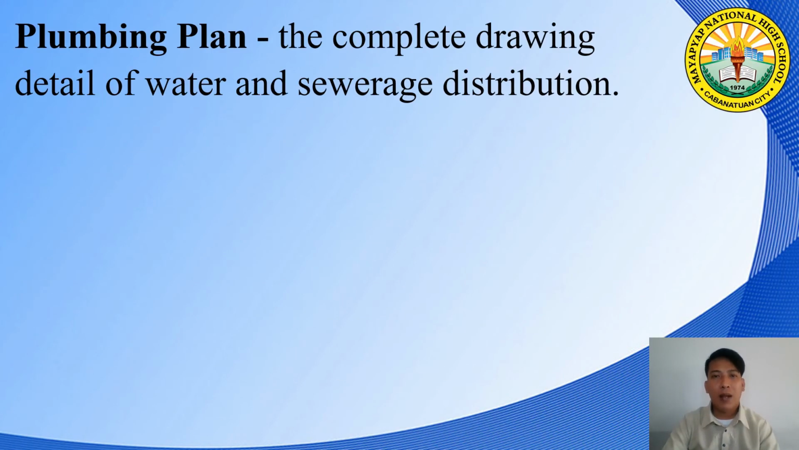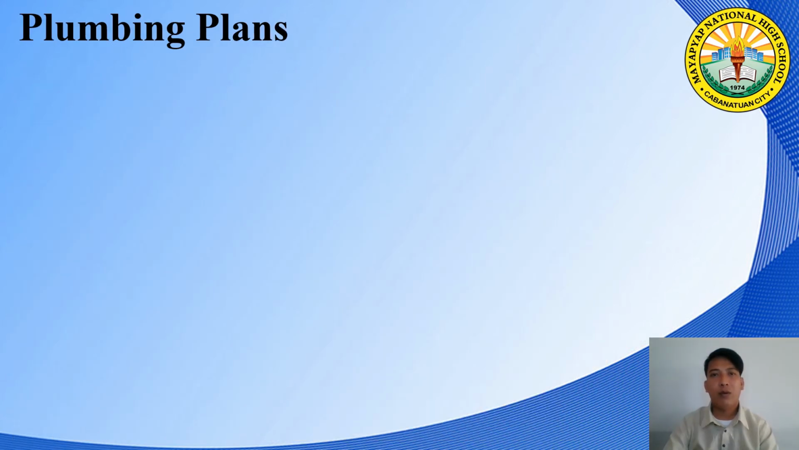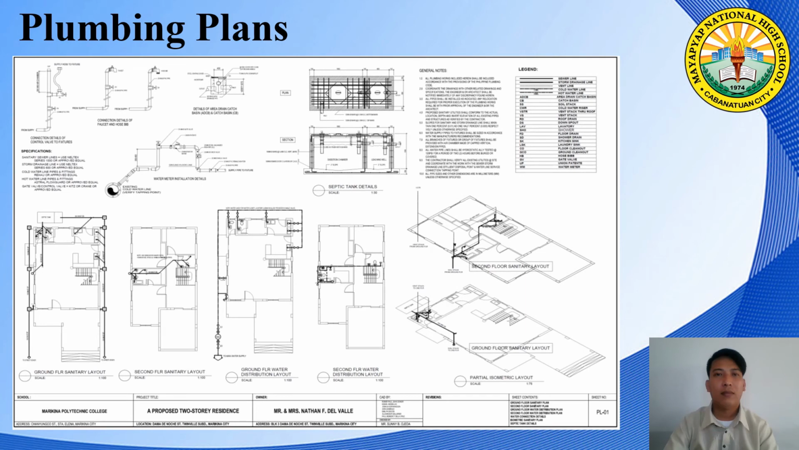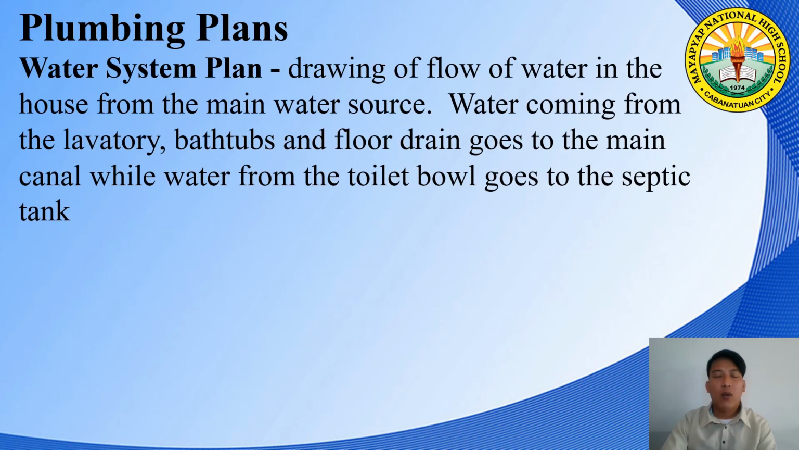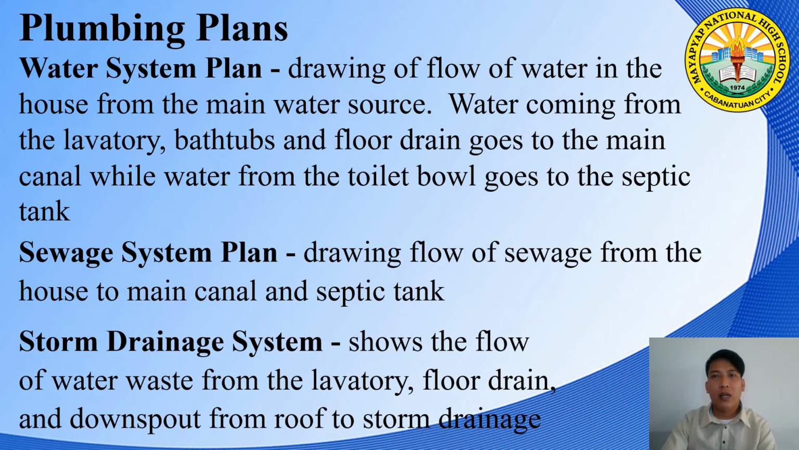Next is the plumbing plan, the complete drawing detail of water and sewerage distribution. Here is an example of a plumbing plan. The composition of a plumbing plan are water system plan, sewage system plan, and storm drainage system.